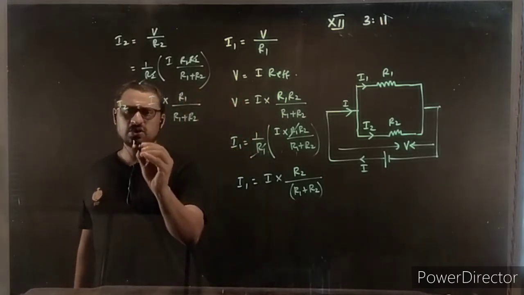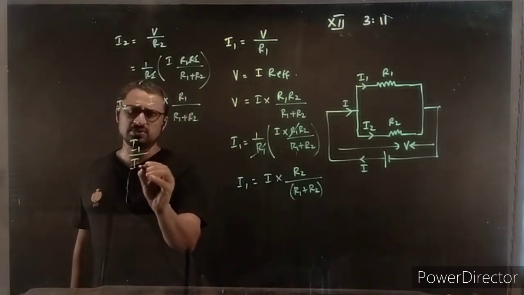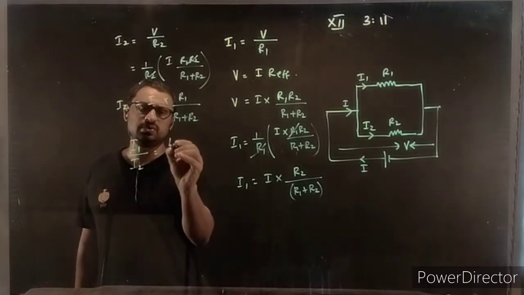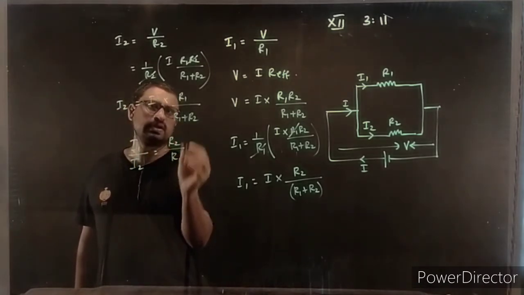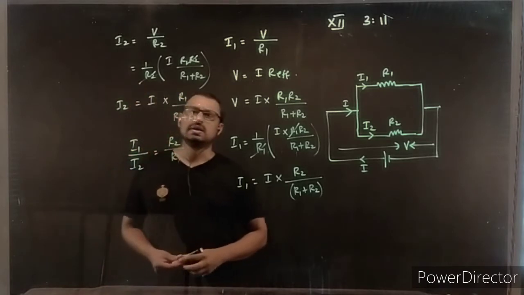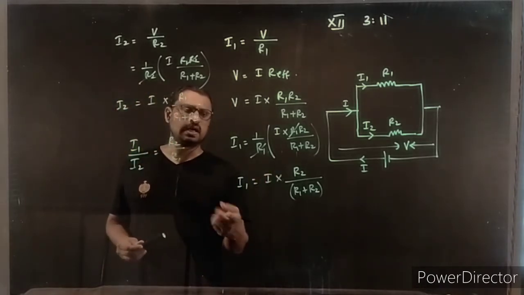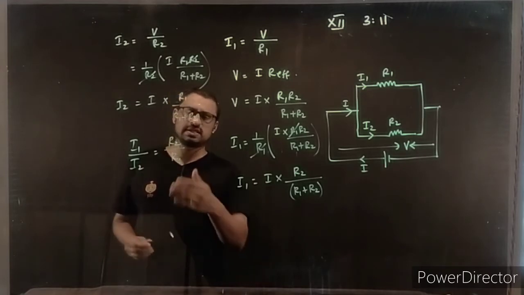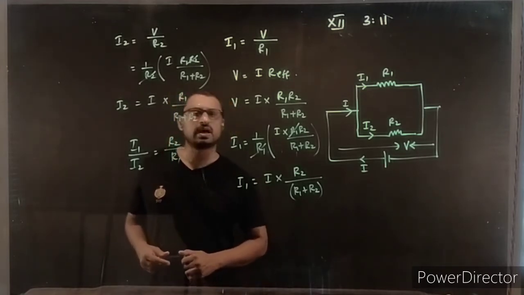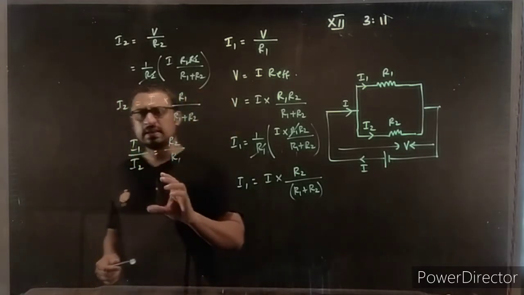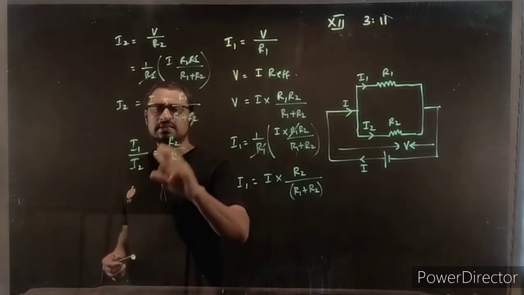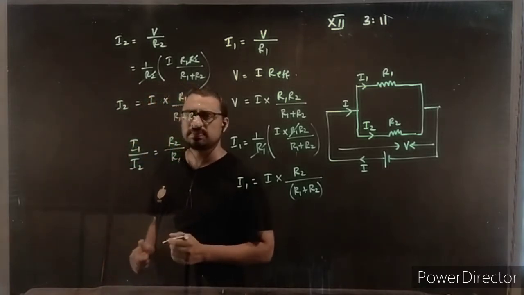If you take the ratio of the currents I1 and I2, I1 by I2 will give you R2 by R1, because in I1 there is R2, in I2 there is R1 and all other terms are the same. So I1 by I2 will be equal to R2 by R1. What does it mean? The ratio of the currents is the reverse ratio of the resistances.